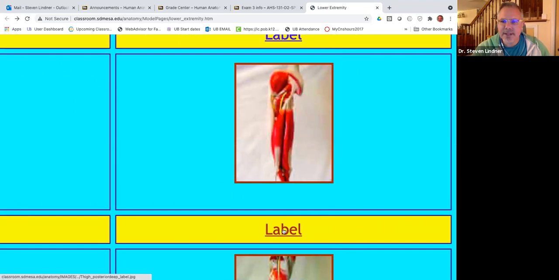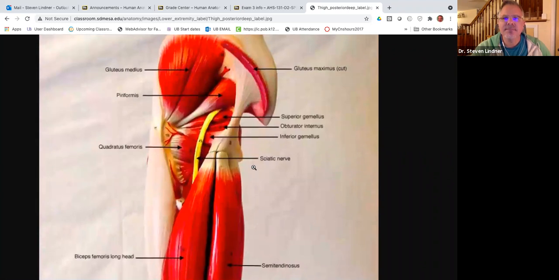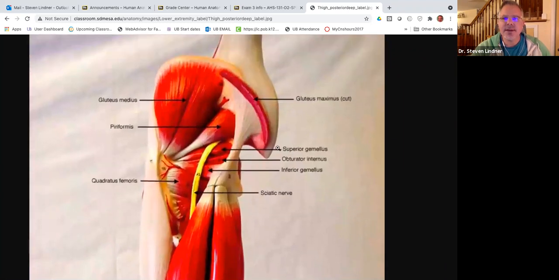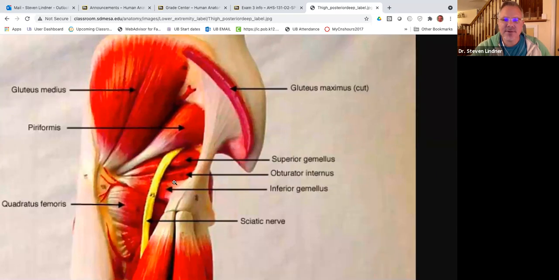Okay, this looks like it's probably going to show a little bit of what we've already seen, but we can review it nonetheless. There's the gluteus maximus that's cut. There's the gluteus medius. Here's your piriformis, because there's your sciatic nerve. Just above it is the piriformis. Then we can see the superior gemellus and inferior gemellus. And between those are the obturator internus.